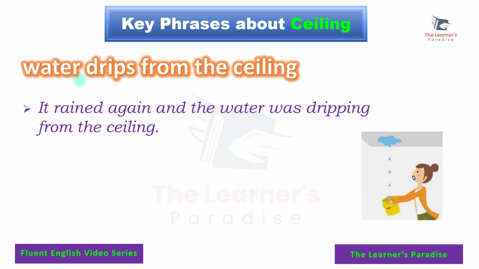Next is water drips from the ceiling. It drips like this, right? Drop after drop. Example sentences: It rained again and the water was dripping from the ceiling.